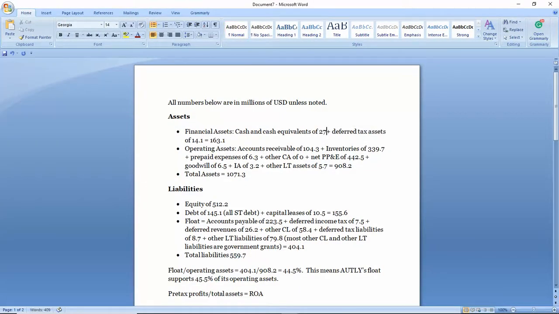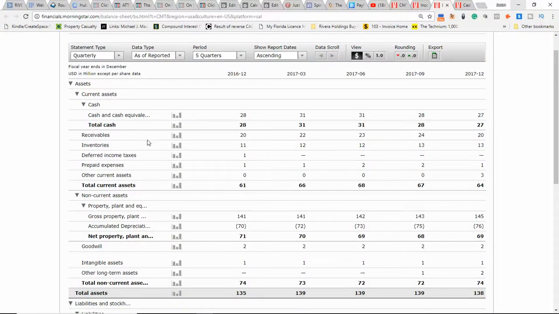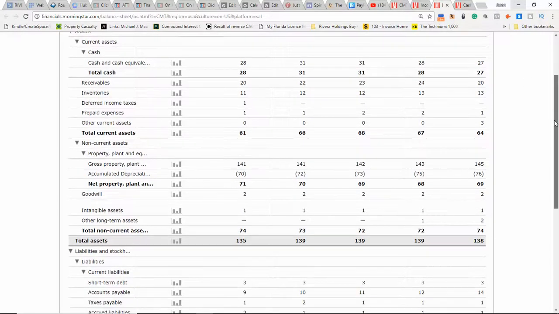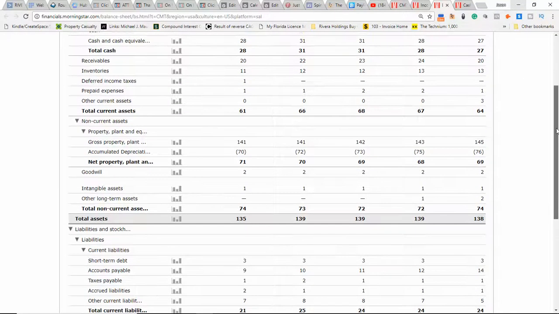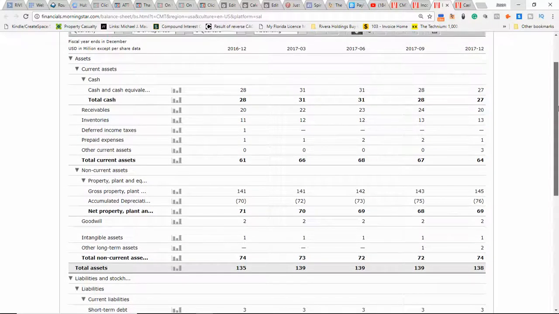27 plus... in this case, that is pretty much all I would put in the financial assets, and I'll go through these step by step, why I don't include goodwill and intangible assets, when we get to those. But for now, let's go through this again. I usually go through this line by line and put things where they need to go.